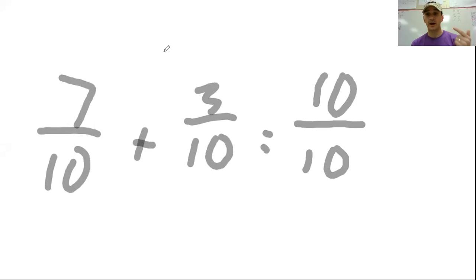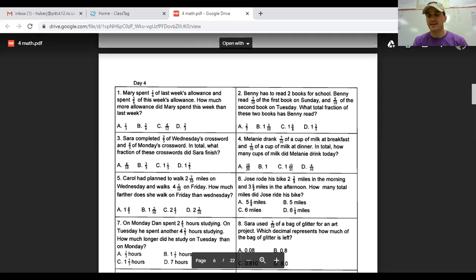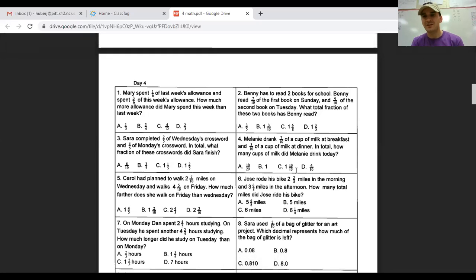And honestly, right out of the gate, when I looked at these answer choices and I looked at C, I got frustrated because I was like, gosh, you're never going to see 10/10 as an answer choice. I can't believe they gave them 10/10. But I looked at it wrong. That says 1 and 10/10.